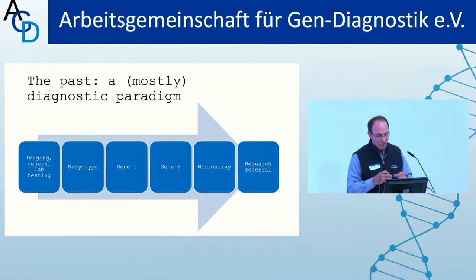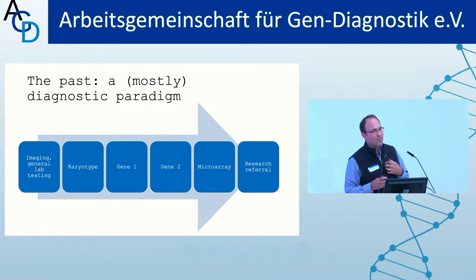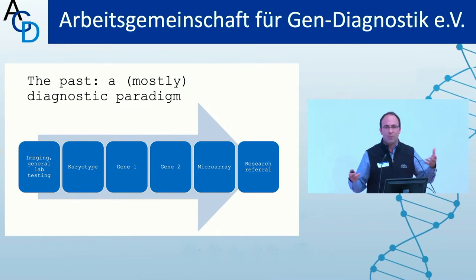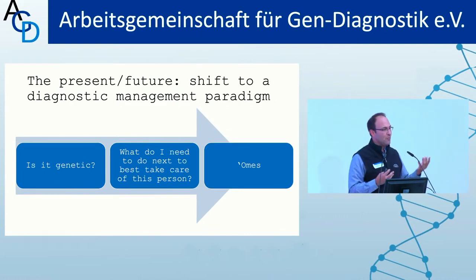So again, this is just more philosophy. One of the things that when I teach residents and fellows, they still let me do that, is I talk about the past. And again, Shahida had some slides that showed this really well. A patient would come to me and I would try to pretend I'm really smart, say, okay, let's do some x-rays maybe, and just some general blood and urine testing. I wouldn't get an answer, I'd do a karyotype. I wouldn't get an answer, then gene 1, gene 2, microarray, research referral, et cetera, et cetera. So I think everybody knows this. There's lots of exomes and genomes going around.